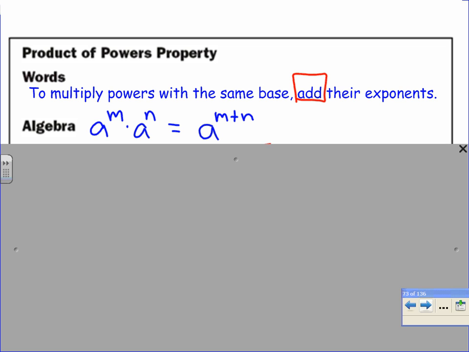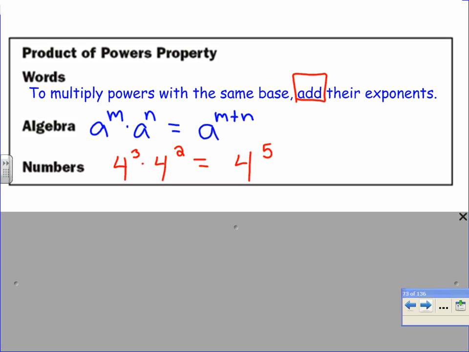Okay, here's an example using variables. If you multiply powers with the same base, for example, a to the m times a to the n, you're multiplying them, the base is the same, you rewrite the base, and you add the exponents. M plus n, we technically cannot add them because we don't know what the value is, and also they are not like terms. So this is an example using variables.